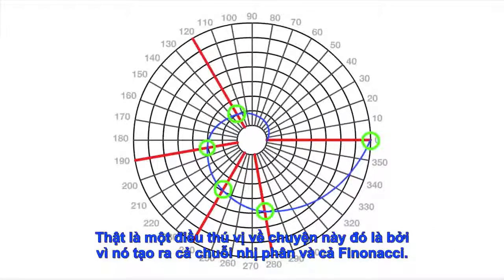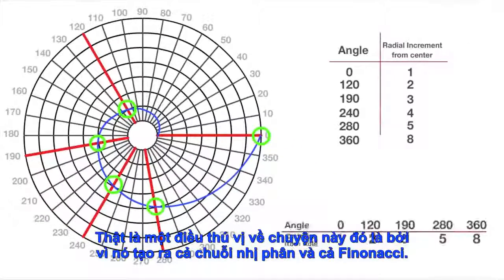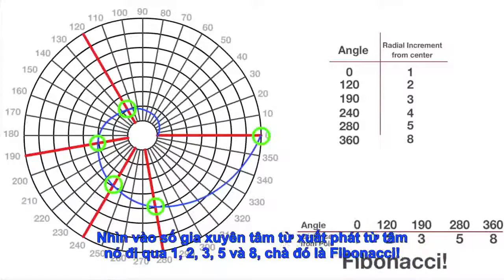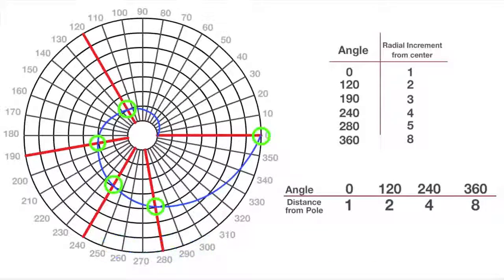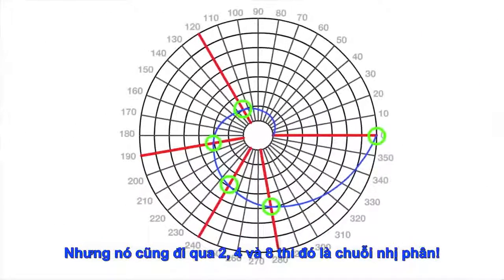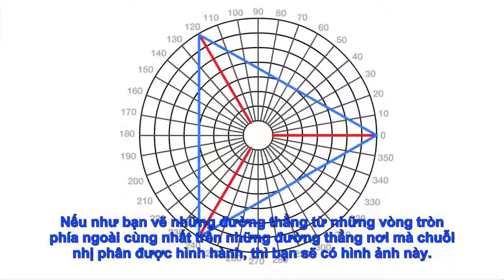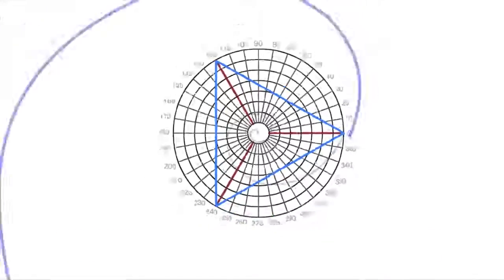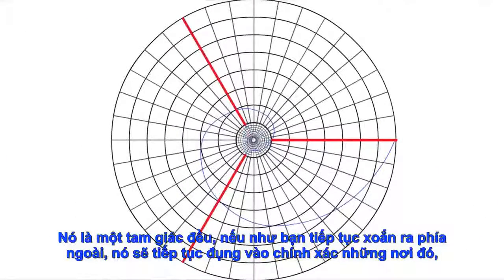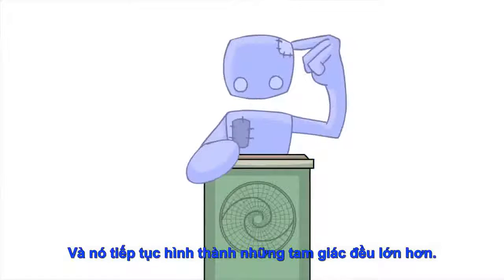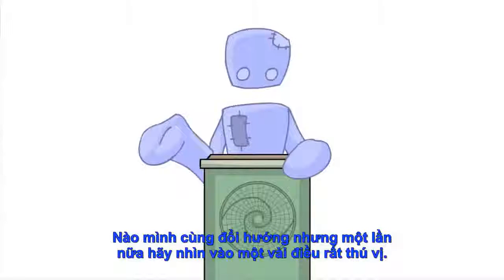What's interesting about this is that it creates both a binary and Fibonacci sequence. Looking at the radial increments from the center, it crosses at 1, 2, 3, 5, and 8. Well, that's Fibonacci. But it also crosses at 2, 4, and 8. Well, that's a binary sequence. We're going to look at the binary sequence in particular, though, because what you find is very cool. If you draw lines from the outermost circles on the lines where the binary sequence was formed, you get this image. It is an equilateral triangle. If you continue the spiral outward, it would continue to hit these exact same places and continue to form larger equilateral triangles. Let's divert yet again to look at something very interesting.